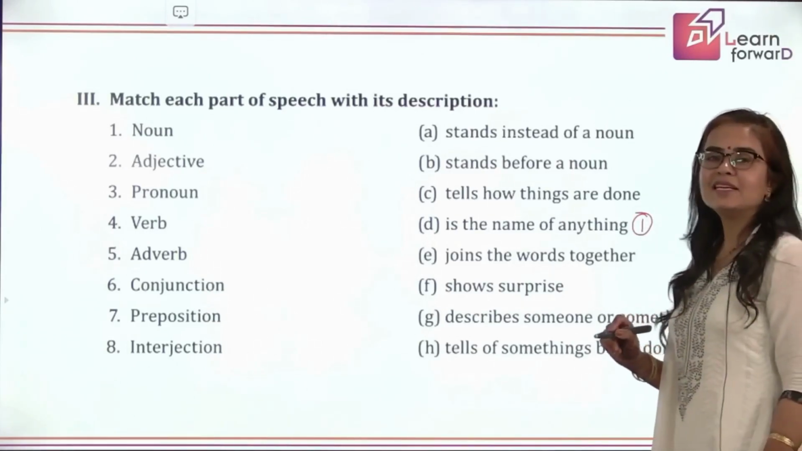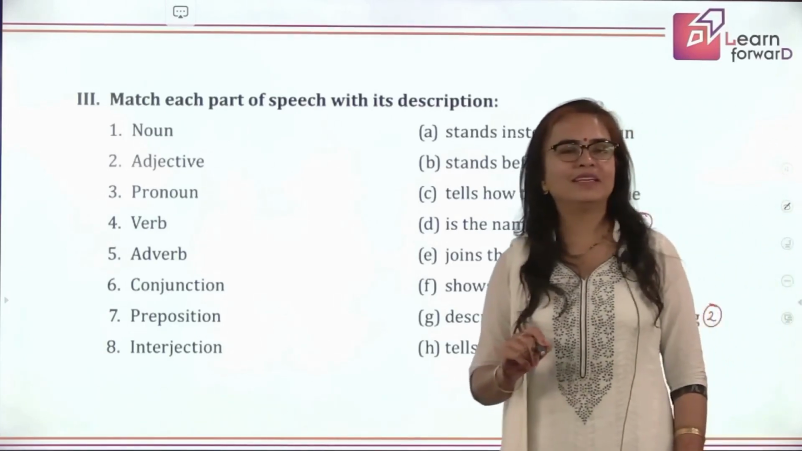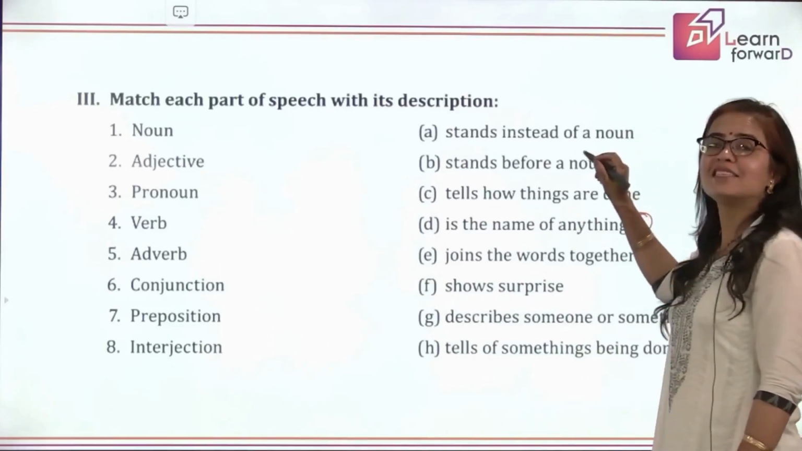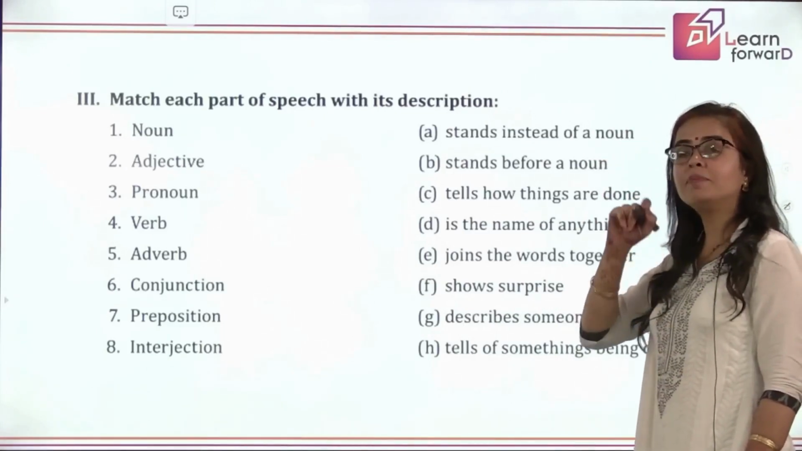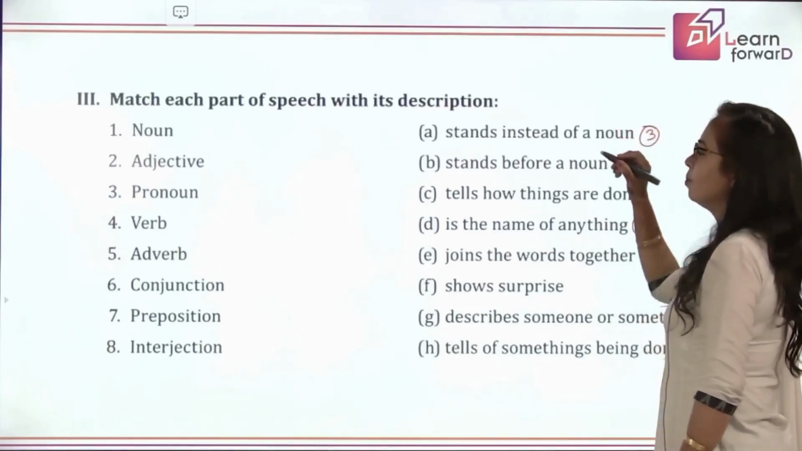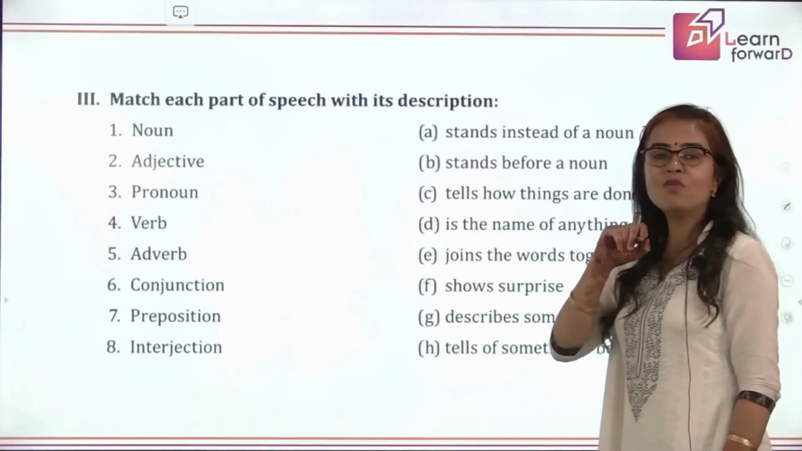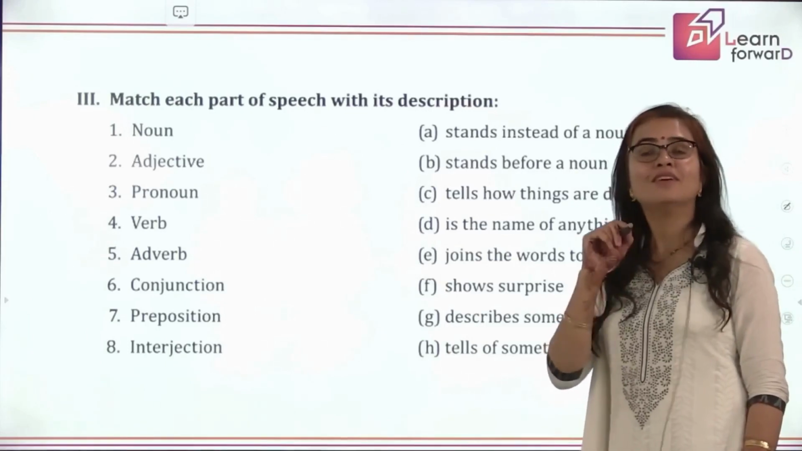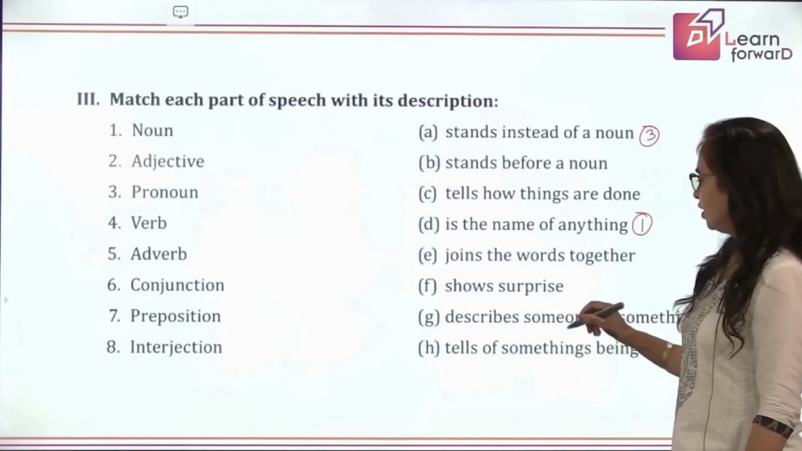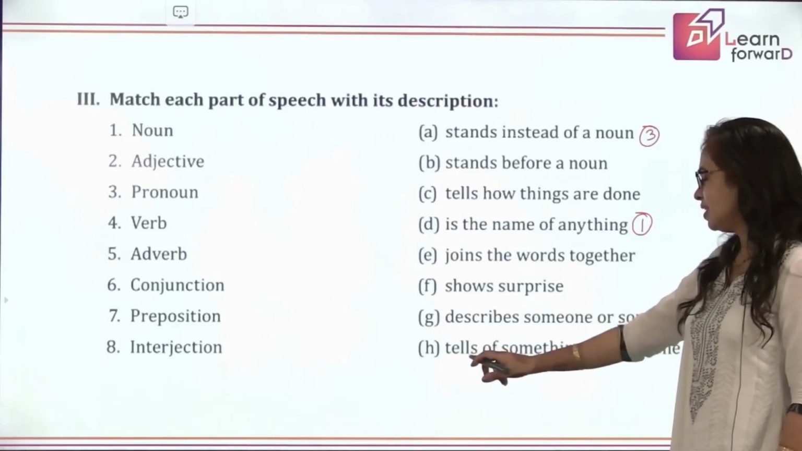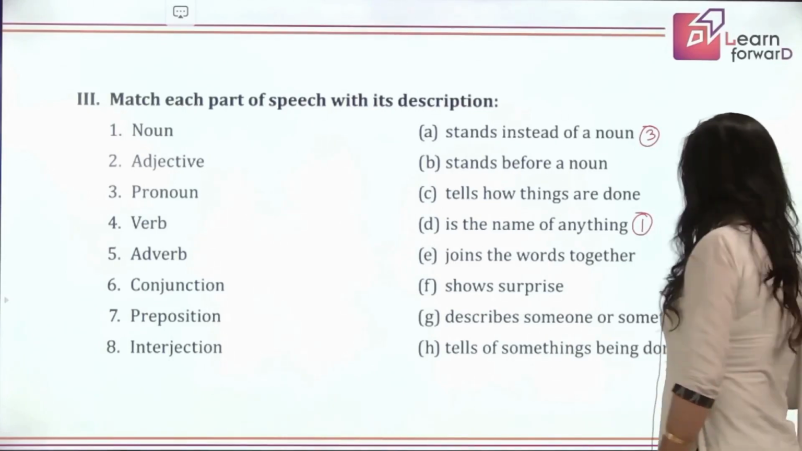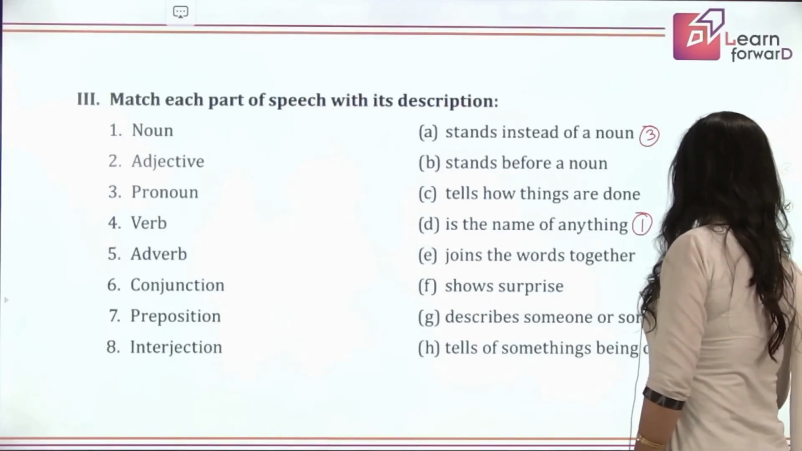The next is pronoun. Right here, the first one that stands instead of noun. That means in place of noun. Perfect. So this is your number 3. Now what is a verb? Verbs are actions. They are doing words. So where do you have the answer? See, it tells of something being done. That means that is doing word.